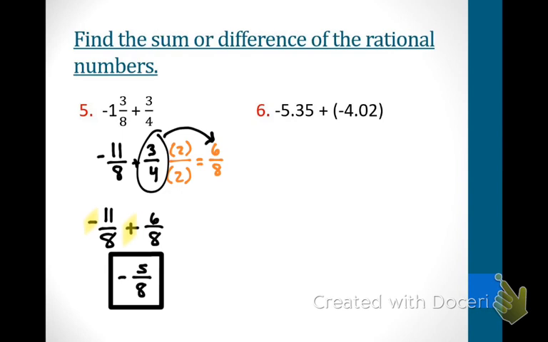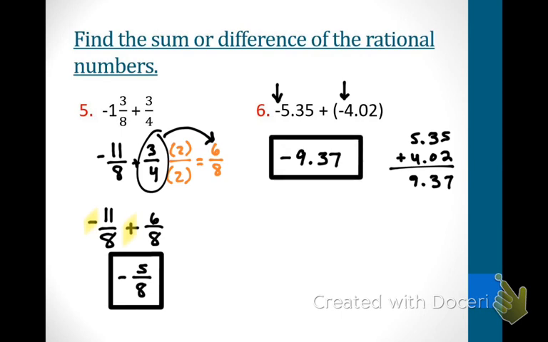All right, William. Negative 5.35 plus negative 4.02. Okay, so here's what you notice. That's a negative, that's a negative. So he knows same sign, add and keep. Okay, so we're going to add them together. What do you get? 9.37. Negative 9.37. Okay, and notice he said negative because you want to keep the sign.